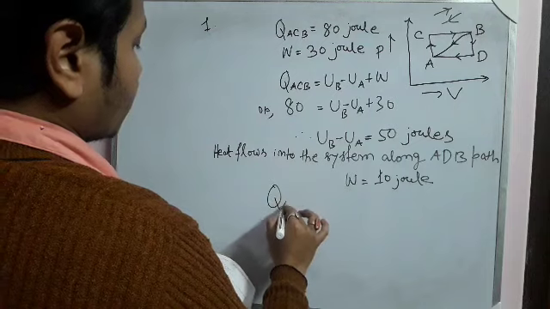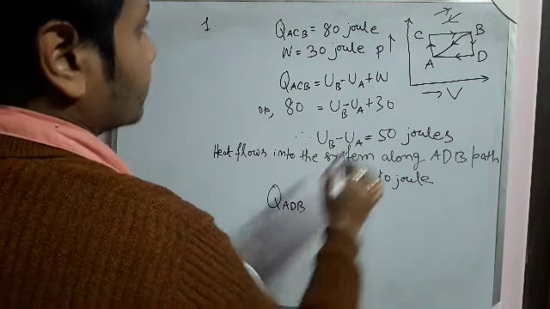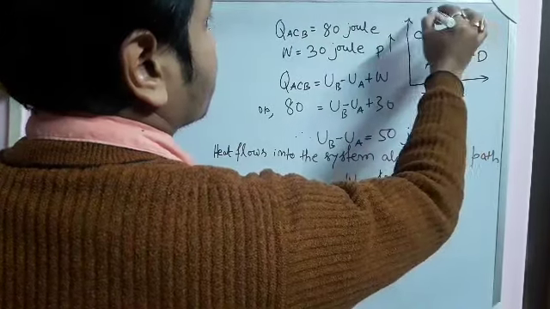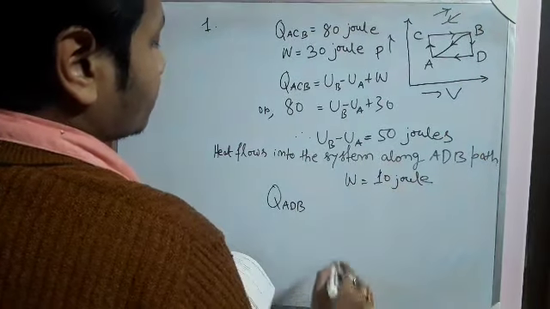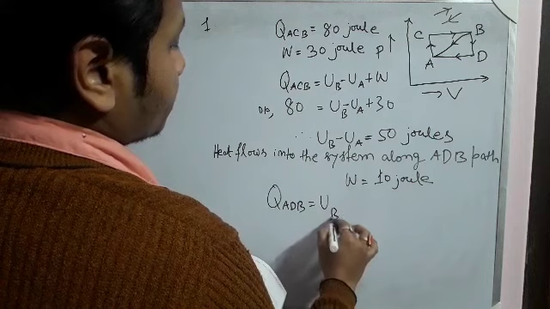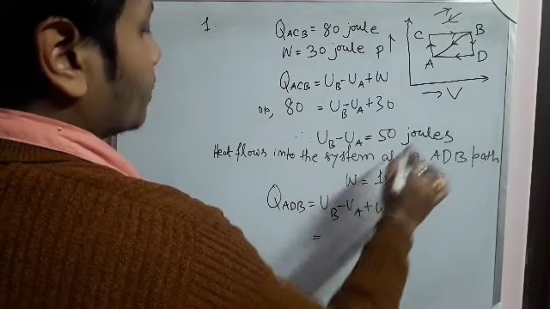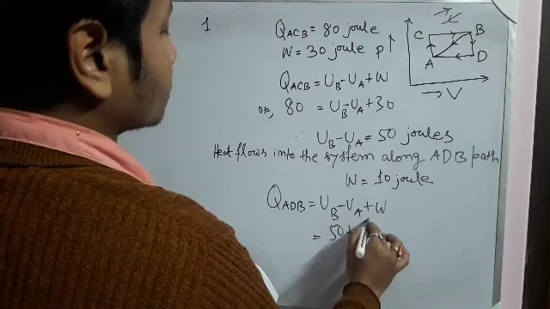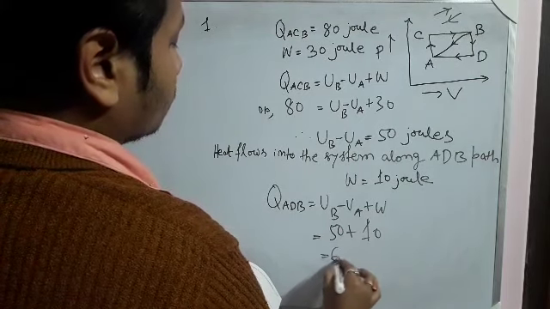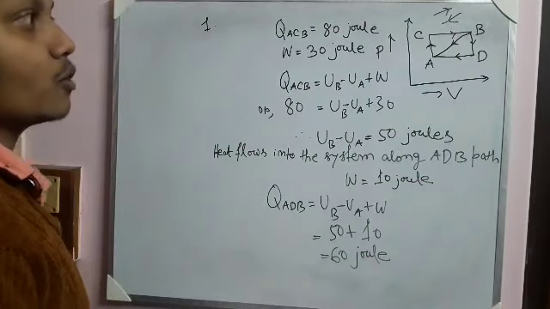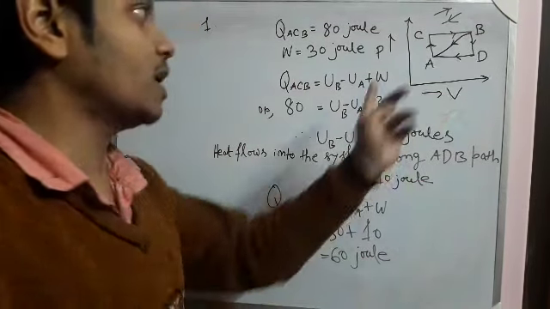So what will be my QADB? ADB path means the system moves from A to B via the ADB path. That means here also we take all the quantities positive. So this will be UB minus UA plus W. And what is UB minus UA? That is 50. And what is W? That is 10. So 60 joule. This is the heat for moving from A to B via the path ADB.